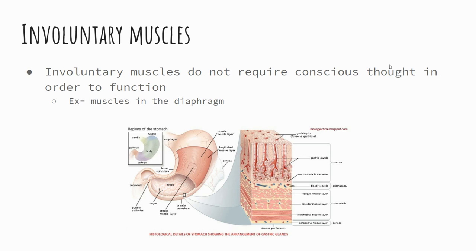And then you have involuntary muscles, which do not require conscious thought in order to function. Examples: when you breathe, you don't have to tell the muscles in your diaphragm around your lungs to expand or contract to force air in or out of your lungs, or your stomach to contract to move food through it, your intestines to contract to move waste through it. Those happen on their own. That's involuntary muscles.